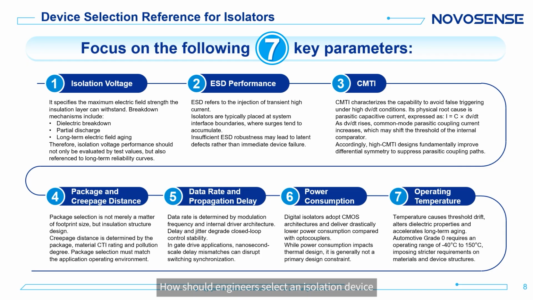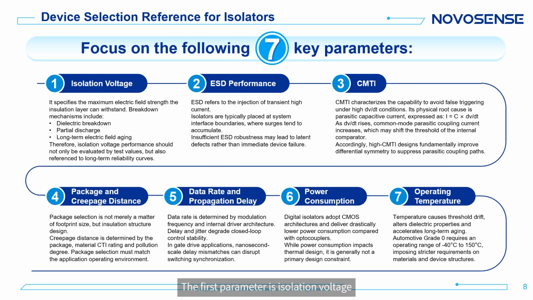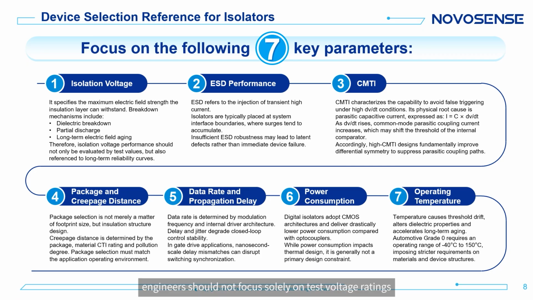How should engineers select an isolation device? From a system design perspective, let us use digital isolators as an example and review 7 key selection parameters. The first parameter is isolation voltage. Since isolation products are safety-critical components, selection should always begin with safety requirements, with isolation voltage being one of the most important considerations. NOVOSENSE offers both basic isolation and reinforced isolation products, covering different voltage classes to meet diverse system requirements. However, engineers should not focus solely on test voltage ratings. Long-term reliability must also be considered.